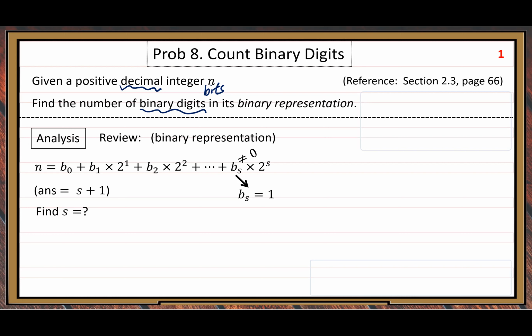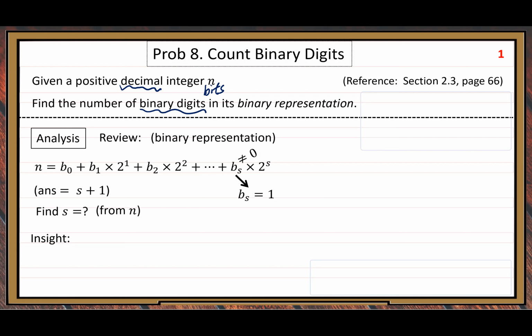Because we do not know how large is s, right? So we need to write s in terms of n. Okay, all right. Still, we need to do some work. Otherwise, s plus 1, that's the answer. Not yet. You need to do some more work to find expression of s.